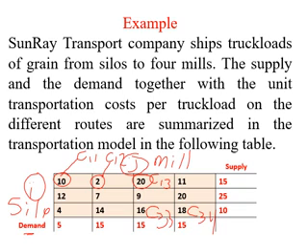Again, the values inside the table are the costs, and the values for the demand and supply are mentioned as Xij, which is the quantity that should be shipped. The quantity should be shipped.